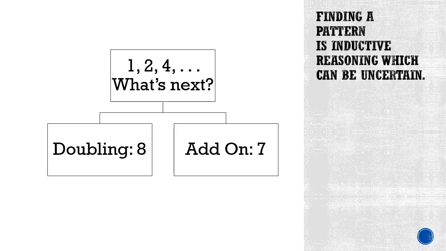You could also say it's 7, because the numbers are being added to. So 1 plus 1 is 2, 2 plus 2 is 4, and 4 plus 3 would be 7. So the pattern by itself is uncertain. There's two possible answers.